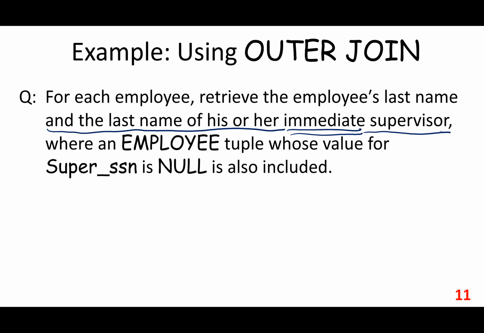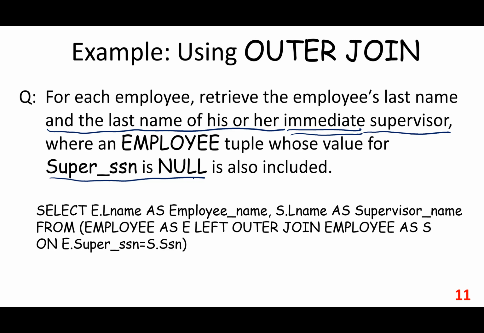Where an employee tuple whose value for super_ssn is null is also included. Here, if some employee has no supervisor, that means super_ssn is null. We still want to know that information. We don't want to remove that information from the query result. So in this case, we need to use the outer join.